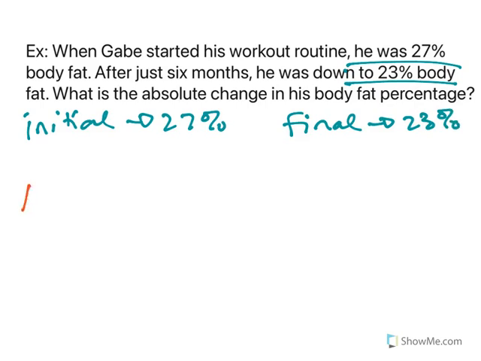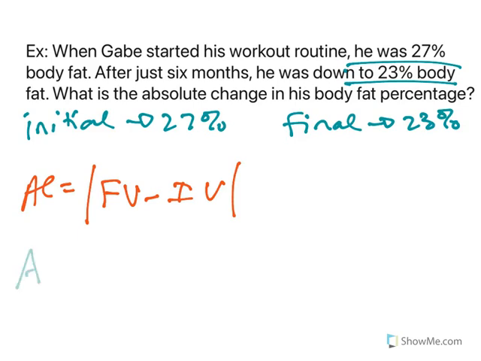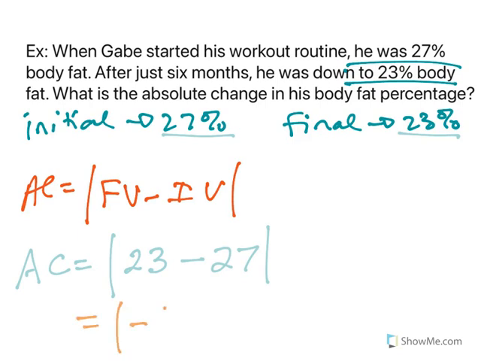So if we know that absolute change is the absolute of final value minus initial value, we can work from here. So let's plug in what we know. Absolute change is the absolute value of the final 23 minus the initial of 27. Now, when I subtract 23 minus 27, I get the absolute value of -4, which is 4.